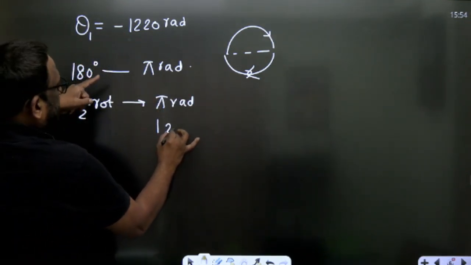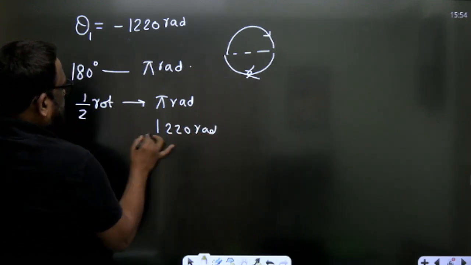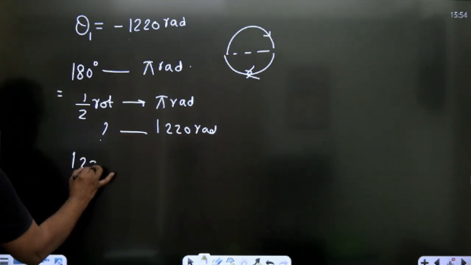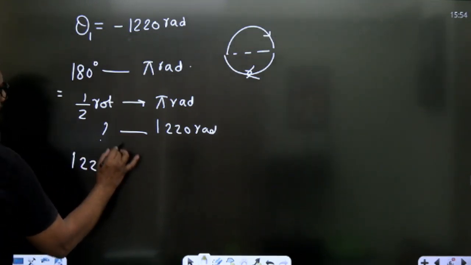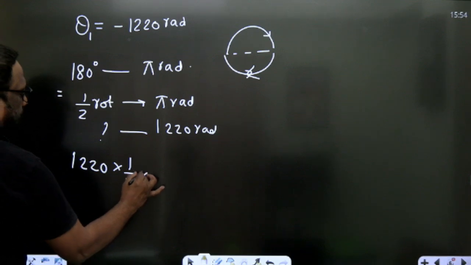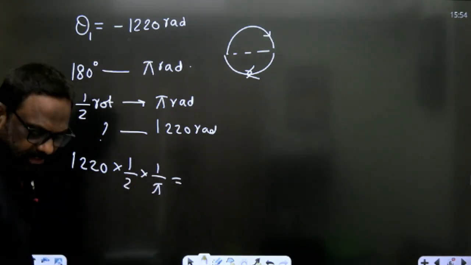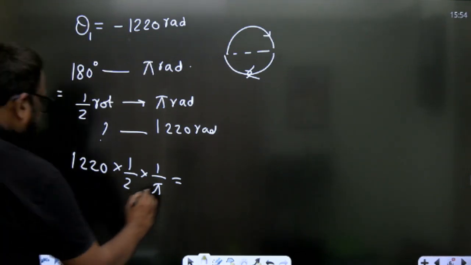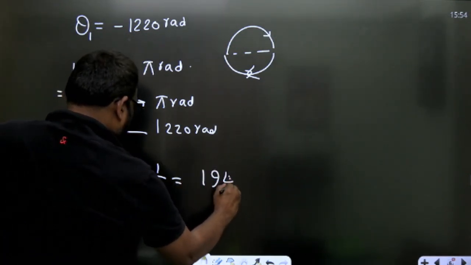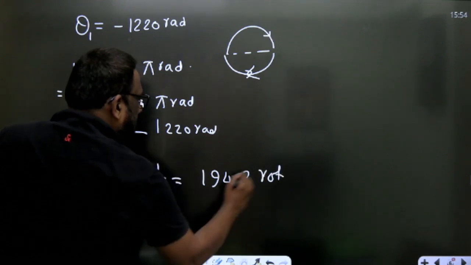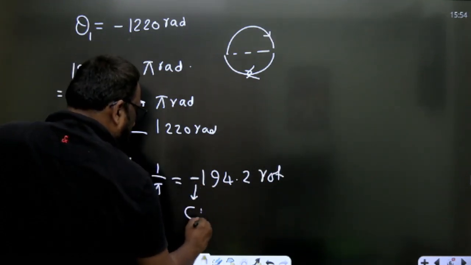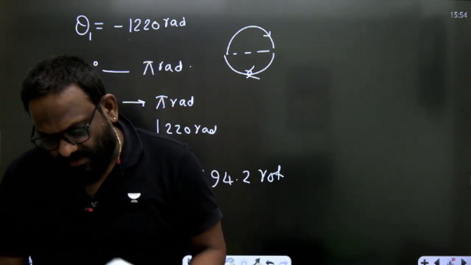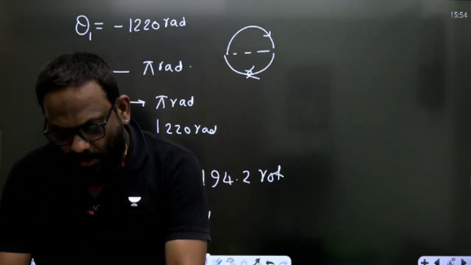So I want 1220 radian is corresponding to how many rotations? How many rotations? So it will be 1220 into half pi. तो ये आ रहा है, let me check sir. Divided by 2 divided by pi, and this is 194.2 rotations, but this is minus, these are clockwise rotations. Hope you understood. 194 point something sir. Clear है sir? बहुत बढ़िया.